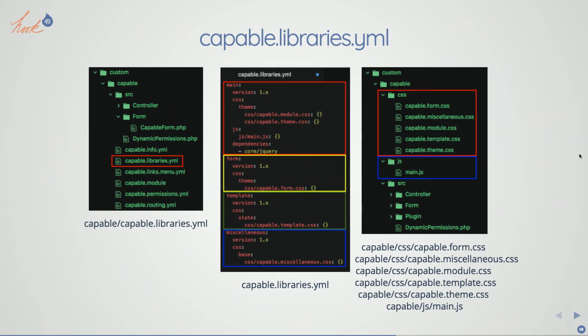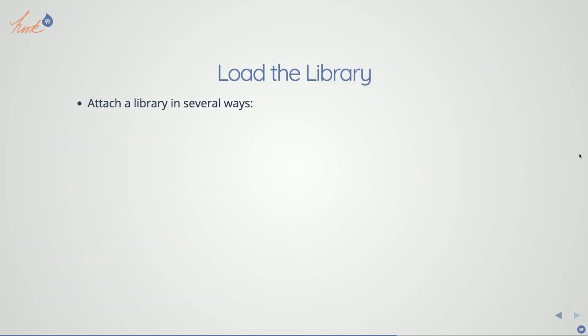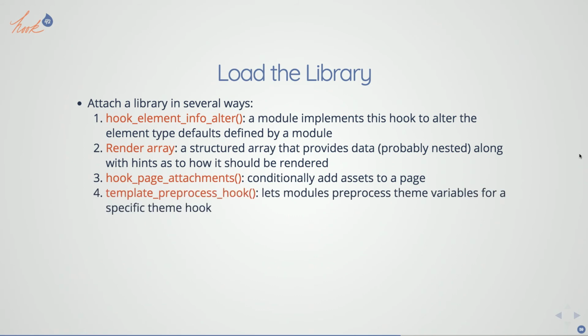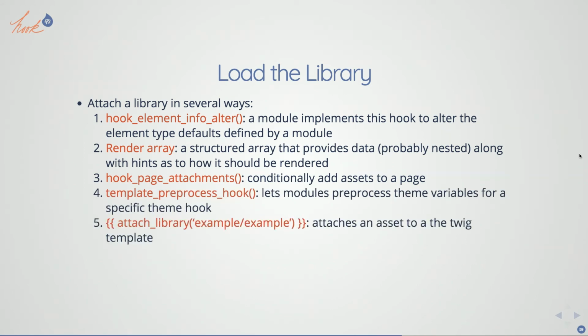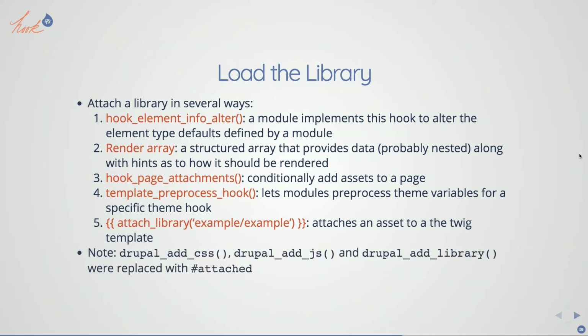I wouldn't really recommend naming your libraries like this, but I tried to go with simple for the presentation. And then the CSS that is being defined in your libraries lives under capable, and then the directory CSS, and then the JavaScript lives under a JavaScript directory. You can load a library in 5 different ways. You can use a hook element info alter, a render array, a hook page attachments, a template preprocess hook, and you can attach it to the twig template, and I will go through these.